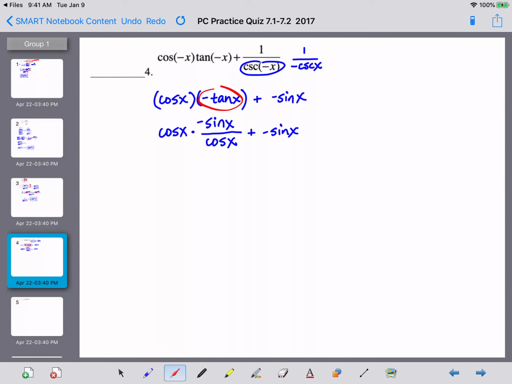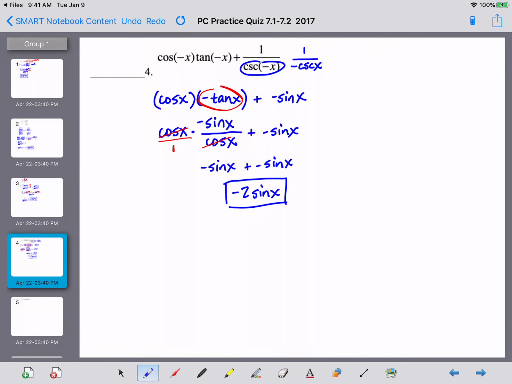All right, so these cosine x's, I can put this over 1. So these are going to cancel out. And then I just have negative sine x plus negative sine x, which gives me negative 2 sine x. And that would be my final answer right there. All right, so those are the simplifying ones.